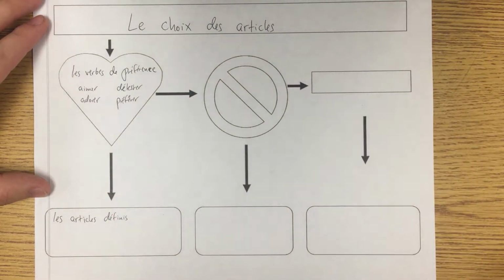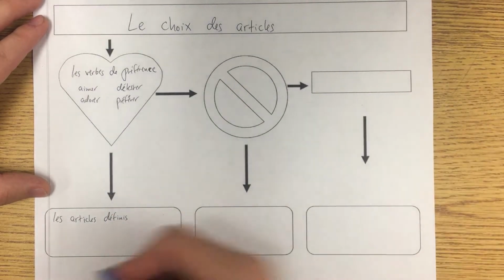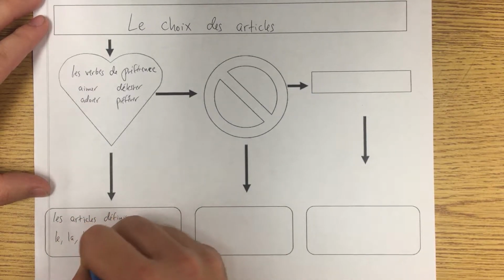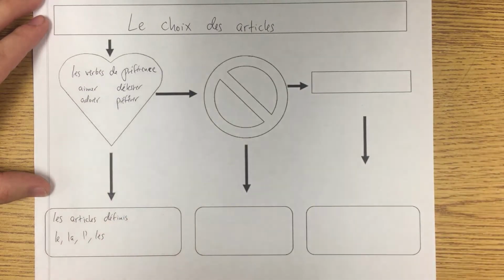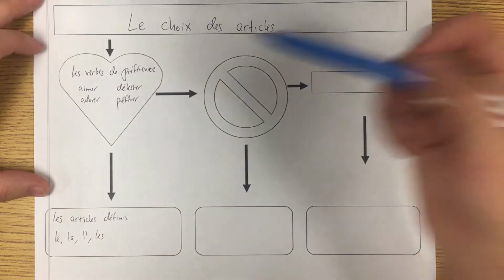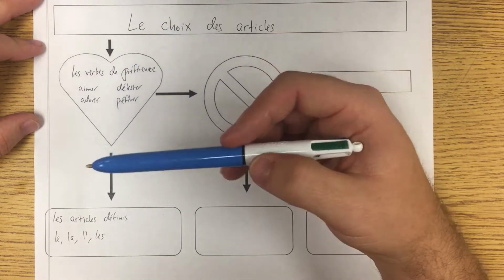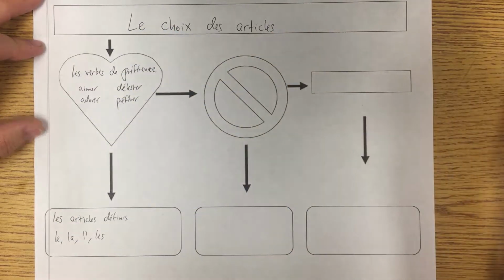And as we remember, en français, il y a 4 articles définis: le, la, l'apostrophe, et les. Anytime we use un verbe de préférence, anytime we see aimer, adorer, détester ou préférer, the article that we're going to use before the noun is l'article défini.